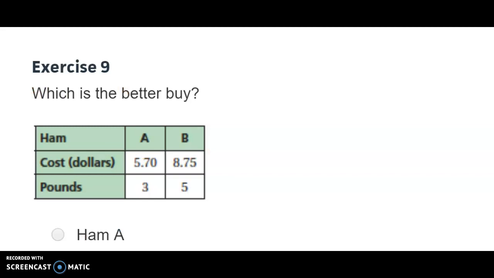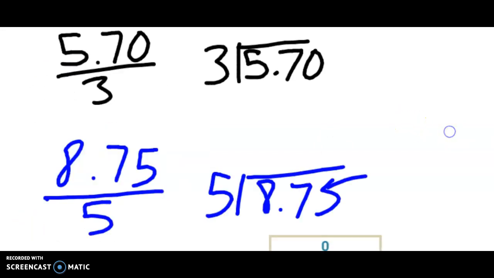So they want to again know what the better buy is. We have cost in dollars, and then we have the number of pounds for each. This is a question your mom and dad and you will one day face every time you go to the grocery store. So here you have 3 pounds at 5.70, and 5 pounds at 8.75. And the way you do this is you just divide them out.